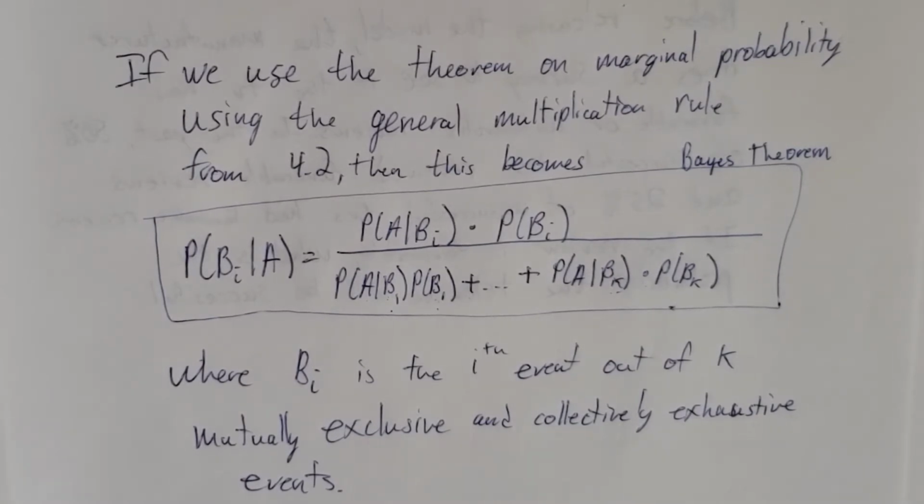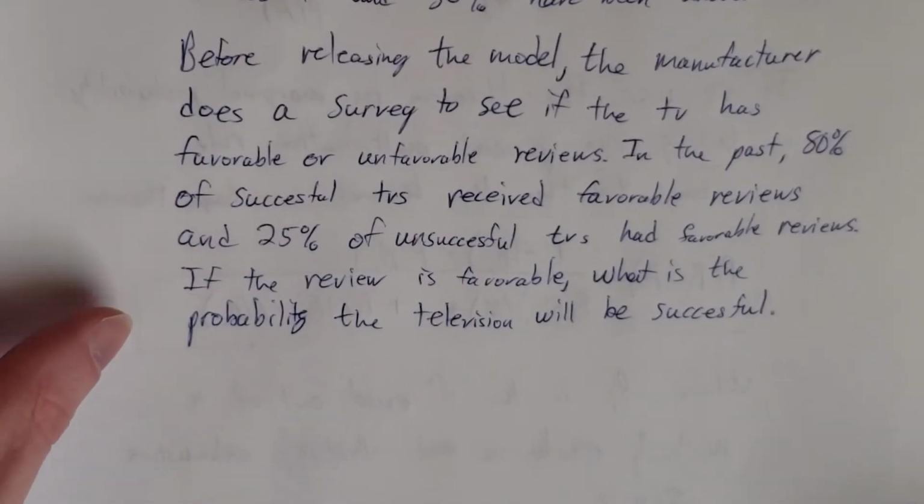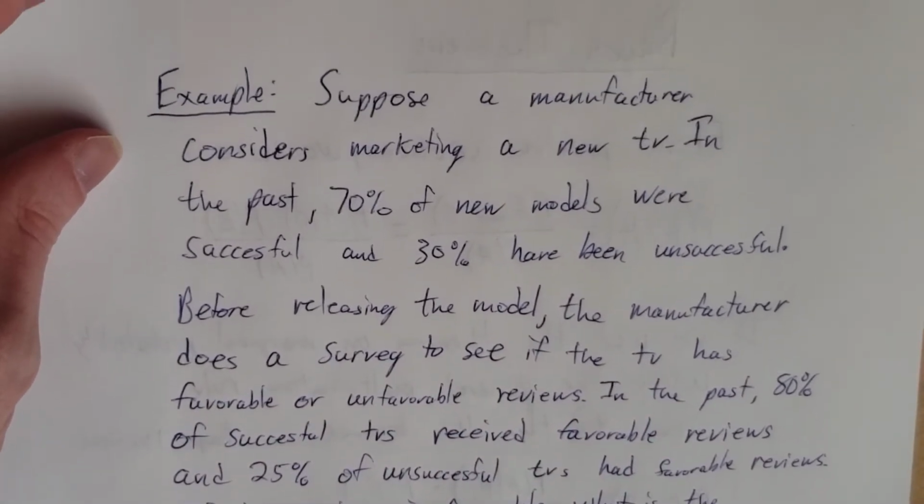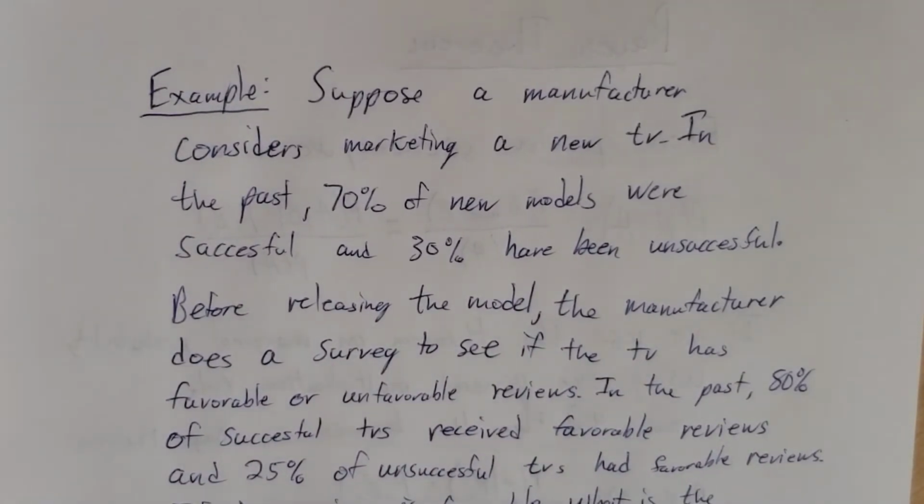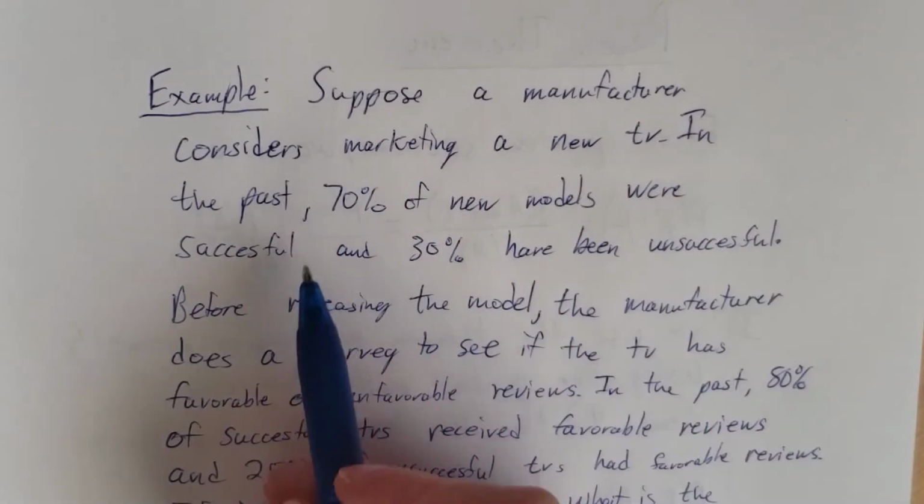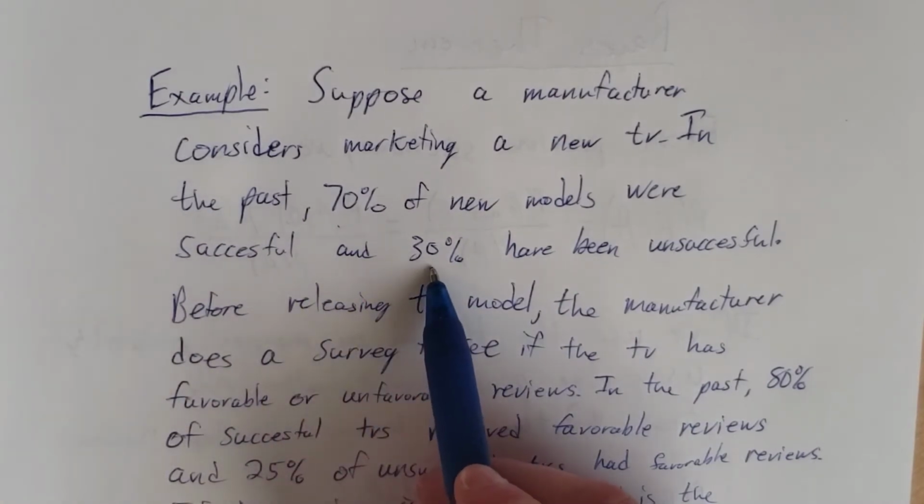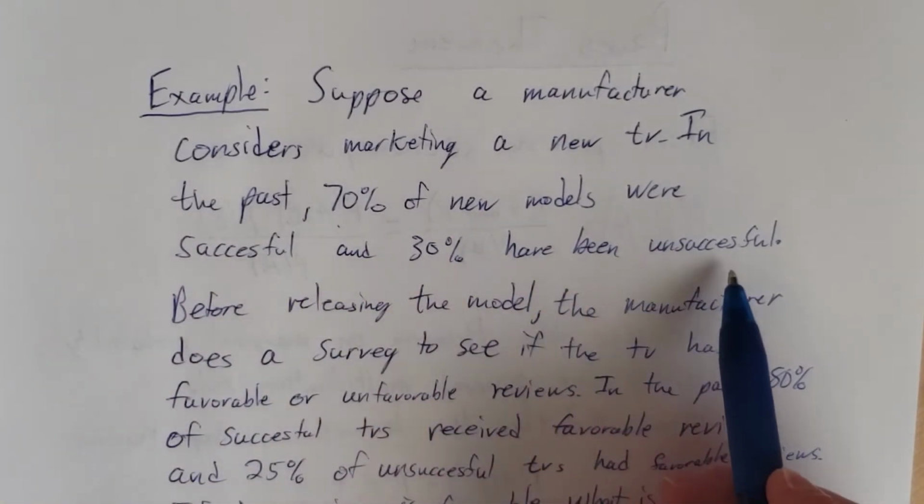Generally, examples that involve Bayes' theorem are going to, at least in this class, look like word problems that look pretty involved. But we're going to take a look at that example on this next page. And through this example, we will see how to write out that theorem. Let's suppose a manufacturer considers marketing a new TV. In the past, 70% of new models were successful and 30% have been unsuccessful.